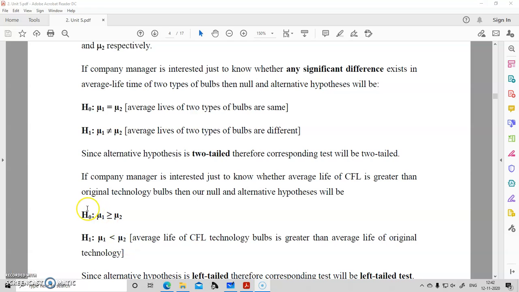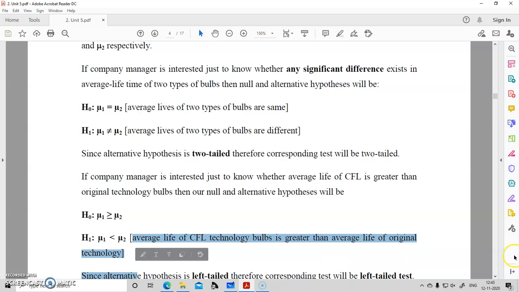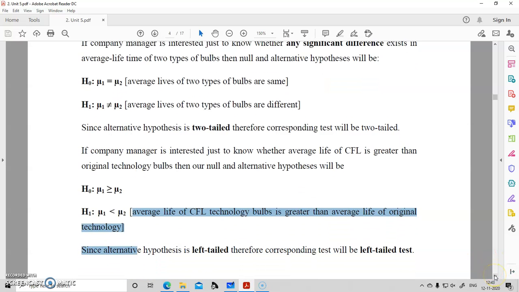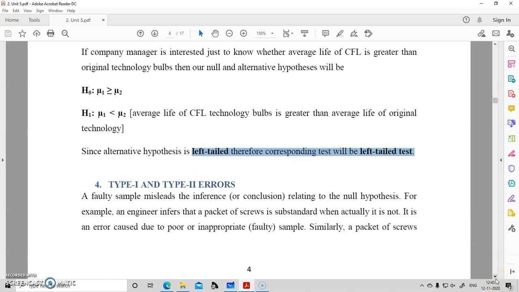In the previous class, we have seen that in the second case, first we have taken mu1 equal to mu2. Second case, we have taken that mu1 is greater than or equal to mu2 as a null hypothesis. Then mu1 lesser than mu2. That is, the average life of CFC technology bulbs is greater than the average life of the original technology. In this case, it is the left tail. We are talking about the left side. So the corresponding test is a left-tailed test. We will be seeing about that.